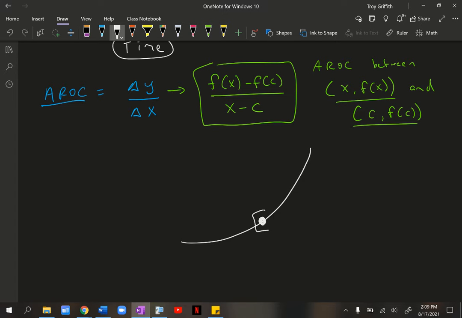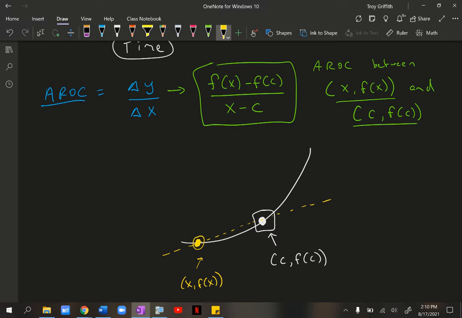Let's say we wanted to know how fast we were moving at just this point in time. Well, what I could do is take that point, that box right there, and find the slope of the secant line between this point here and the point that I boxed. Let's say the point I boxed is c, f of c, and this point right here is x, f of x. The slope of that line would give me the average rate of change between those two points.